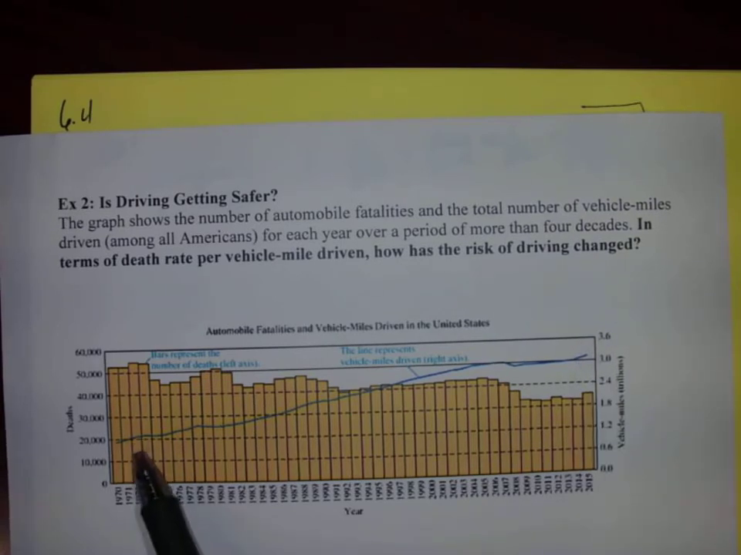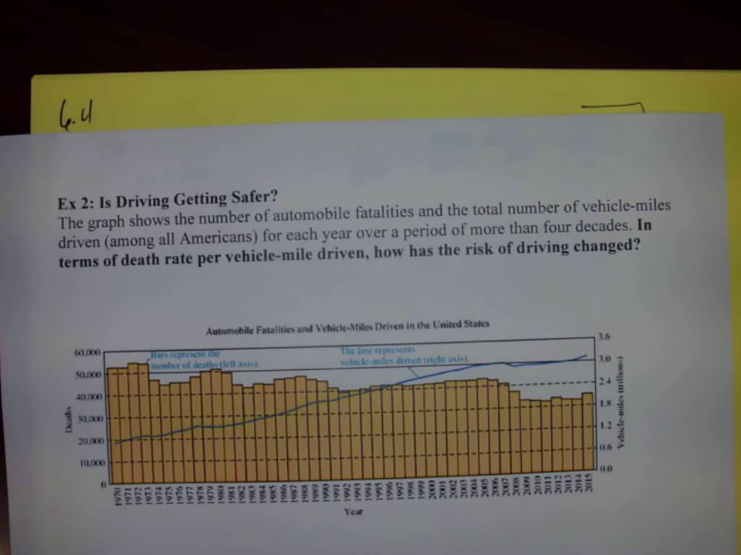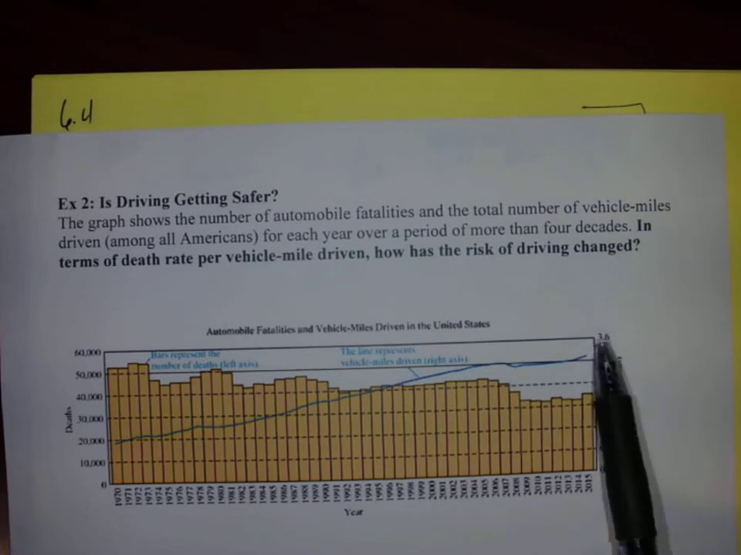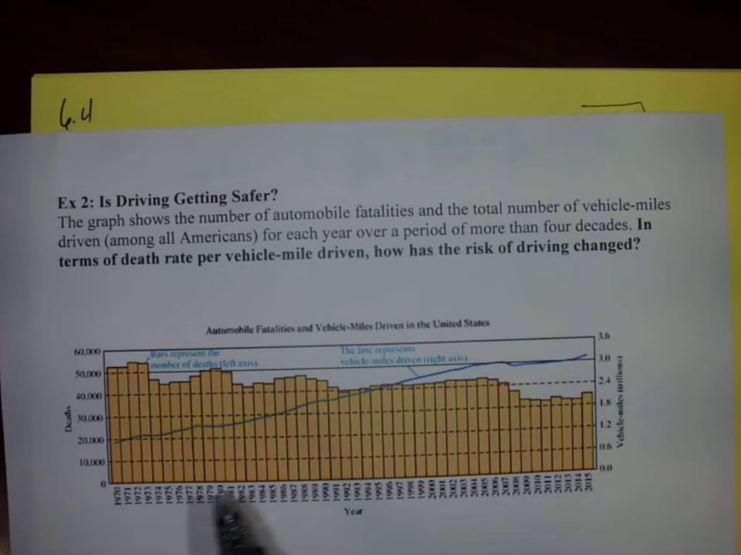We had about 20,000 deaths, or the number of vehicles would have been around 20,000 versus up here. Well, this is per vehicle mile driven. How has the risk changed? So it didn't really give us a total. These are the vehicle miles in trillions, so that's a lot of miles. This is the number of deaths, and then this is the year.